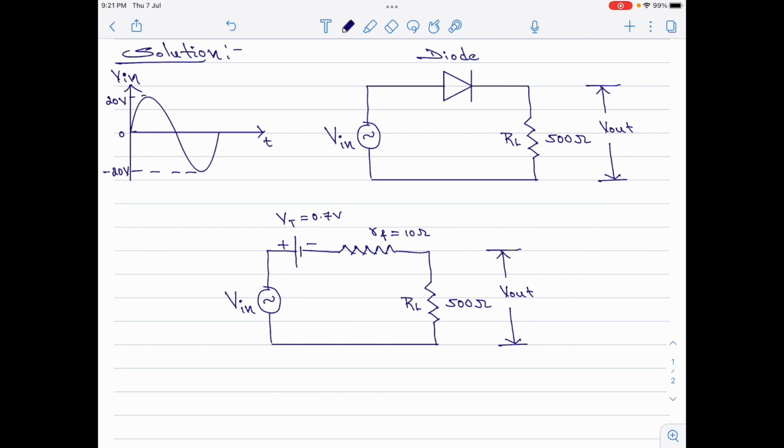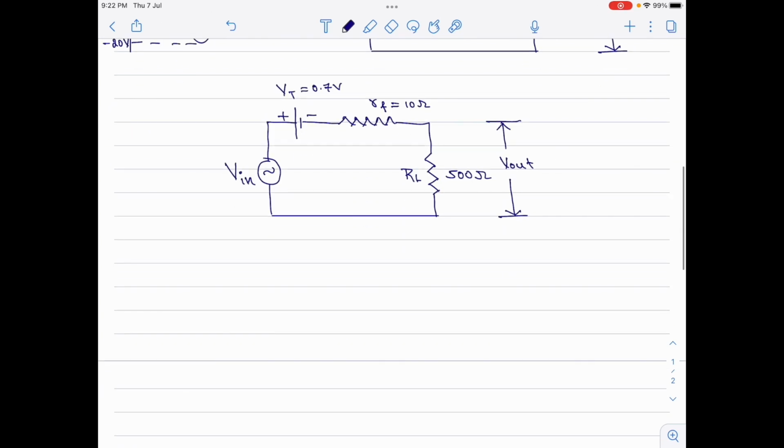You should note that in the linear piecewise equivalent circuit, the diode is replaced by a battery with a voltage equivalent to its knee voltage or turn-on voltage or threshold voltage, and a resistance which is equal to the forward resistance of the diode. Now, we are ready to find the values asked as per the numerical, but before that, let me now very quickly list out the given parameters.